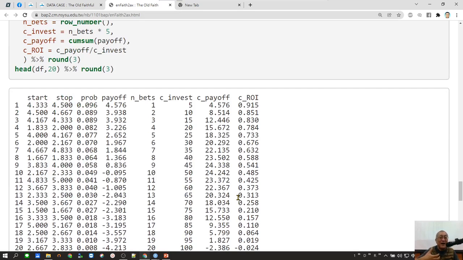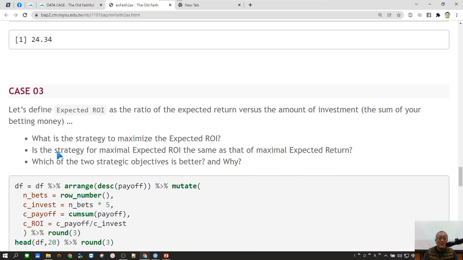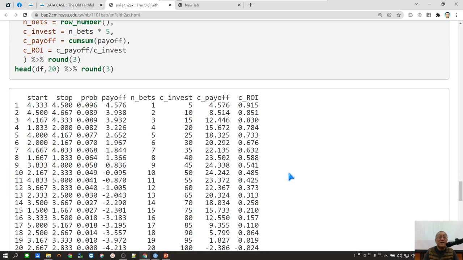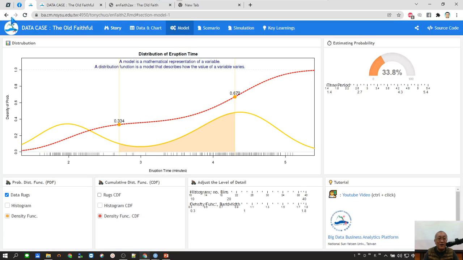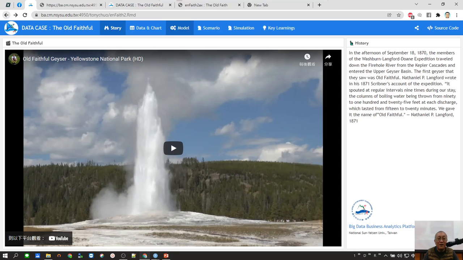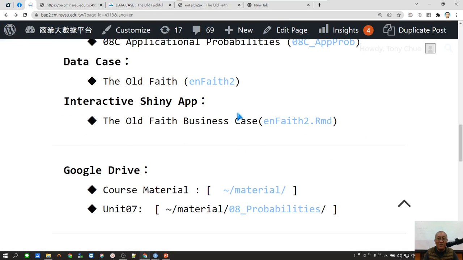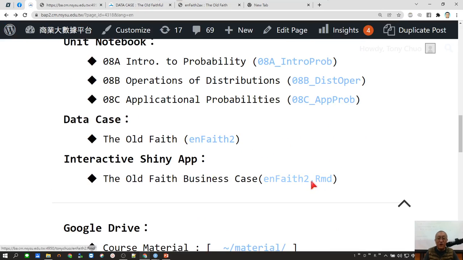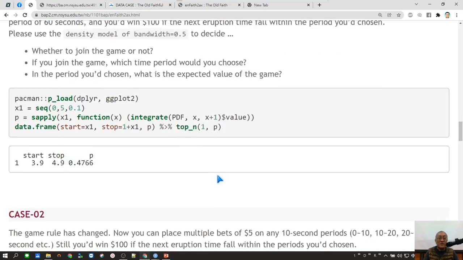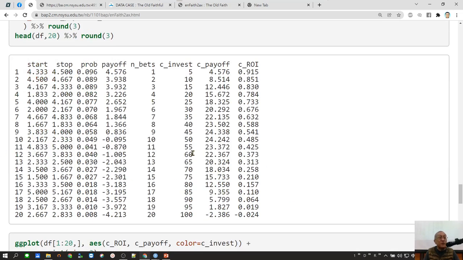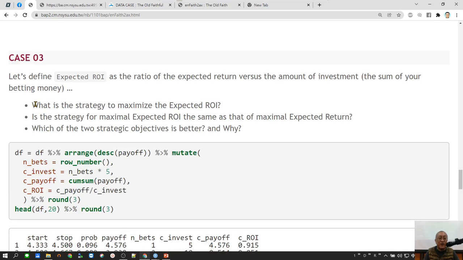So in order to get the highest expected ROI, can you answer this question by using this simulated result? By the way, this notebook is here. It's this one, okay? If you press this, you will see this notebook, okay? So the question is, now you have this simulation, okay? What is the answer to these three questions?